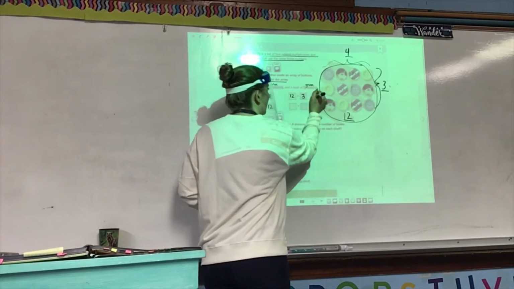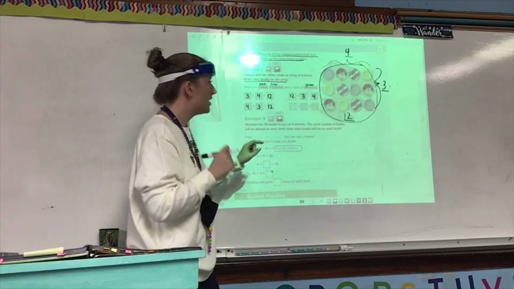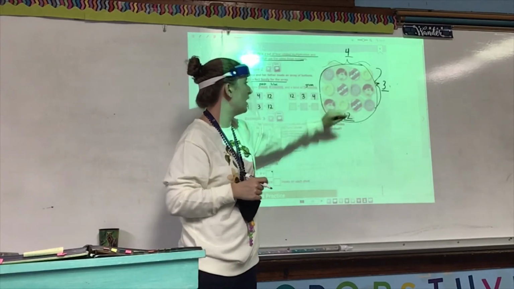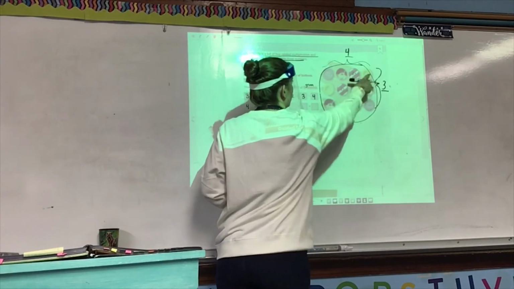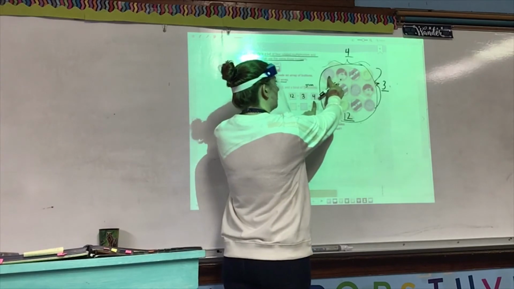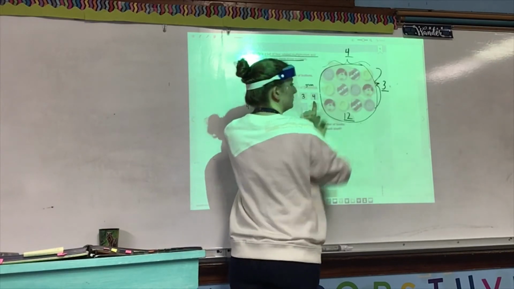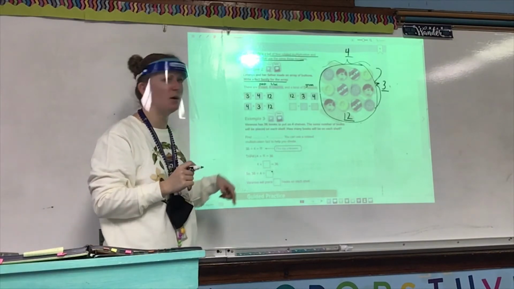I did that because I knew it was right. So what that means is we took our 12, we broke it into groups, into 3 groups. 1, 2, 3 groups. Our answer is the number of objects in each group. 1, 2, 3, 4.